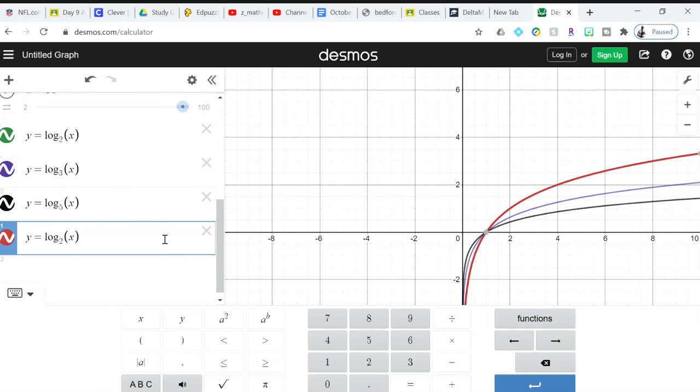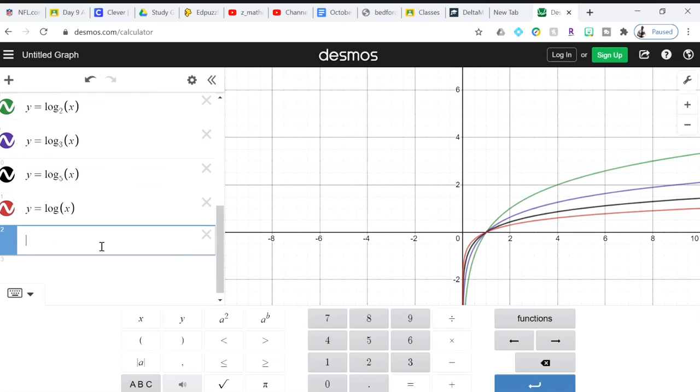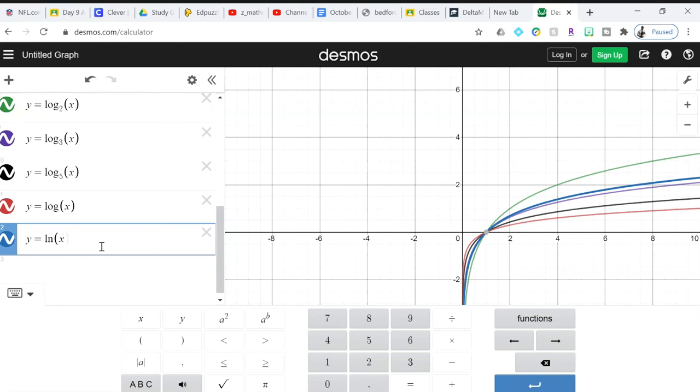Now you don't have to put 10 in there. It should show up if you just say log of x. That's the same thing as log base 10. And then lastly, we had the natural log of x. So you should be able to type in just ln, and it knows you're talking about the natural log of x. And there it is in blue.